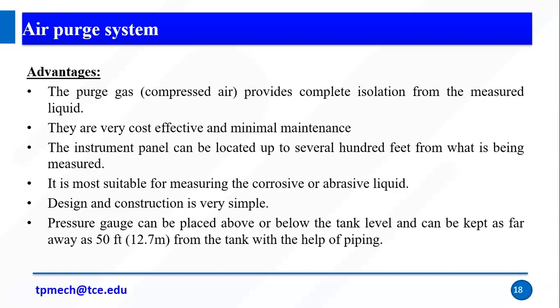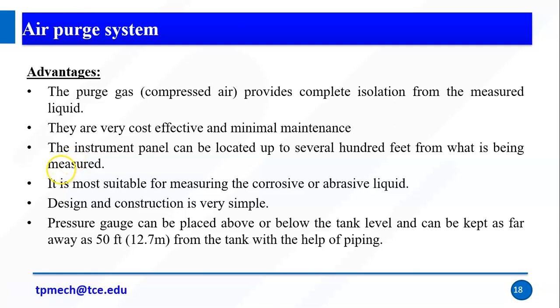So the advantages: we use compressed air, which is not costly. The purge gas or compressed air provides a complete isolation from the measured liquid. They are very cost effective with minimal maintenance. The instrument panel can be located up to several hundred feet from what is being measured, so we need not place it where we measure, and can keep it some distance away.